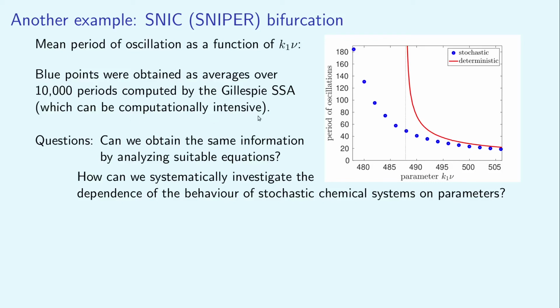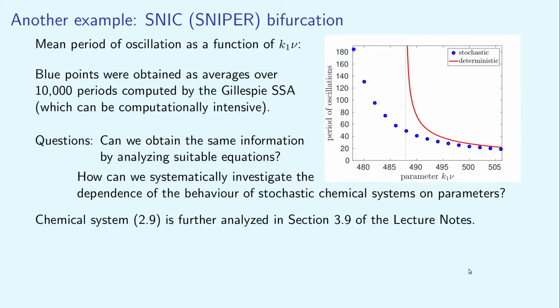can be computationally intensive. So the obvious next questions are, can we obtain the same information by analyzing suitable equations? Or in general, how can we systematically investigate the dependence of the behavior of stochastic chemical systems on their parameters? We will return to these questions after we present some additional theory in Chapter 3. Considering our first illustrative chemical system 2.9, its further analysis is included in the lecture notes in section 3.9.